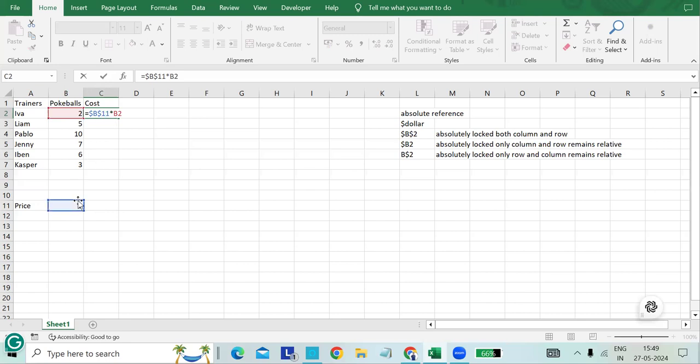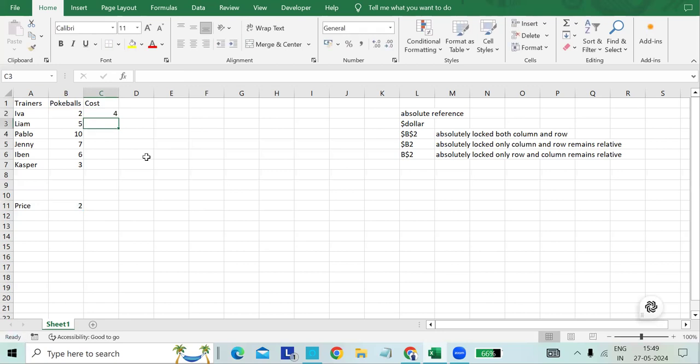So it should be absolutely locked, both column and row. For this, I have used $B$11 into B2. So B2 means 2. So now I will get 2 into 2, 4. 4 should be the answer. See, I got 4. So I just drag it, the fill function, so that you'll get all the values.